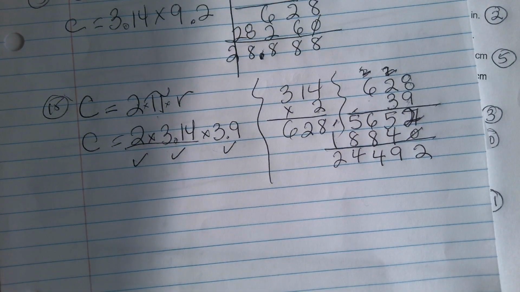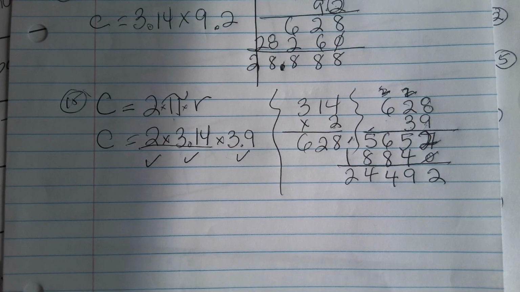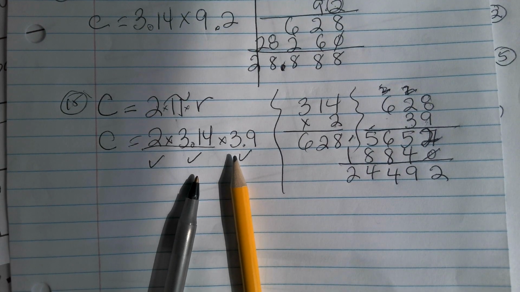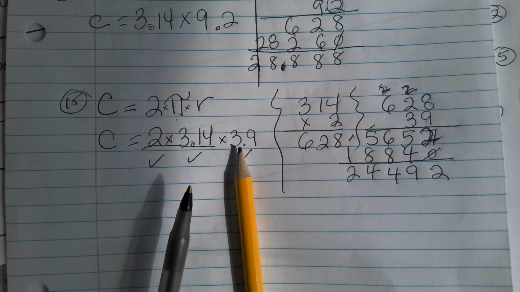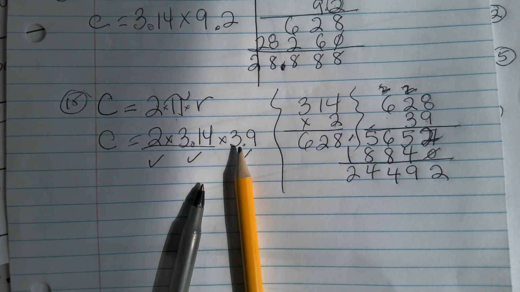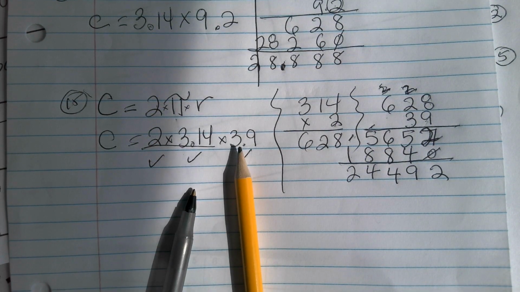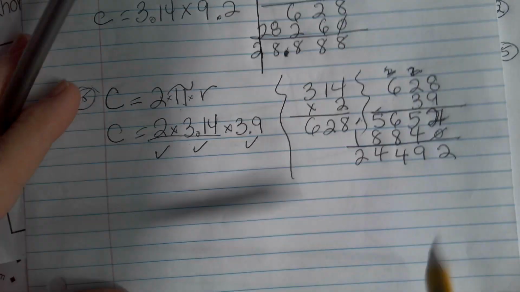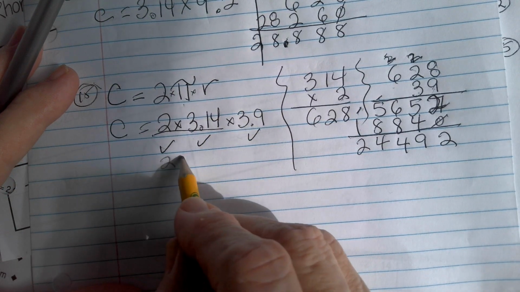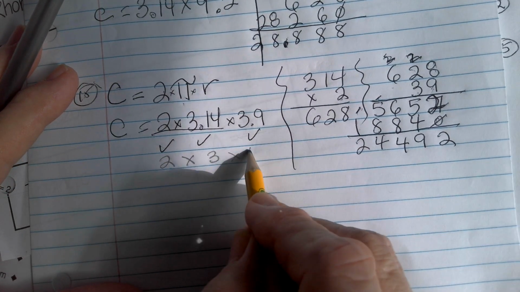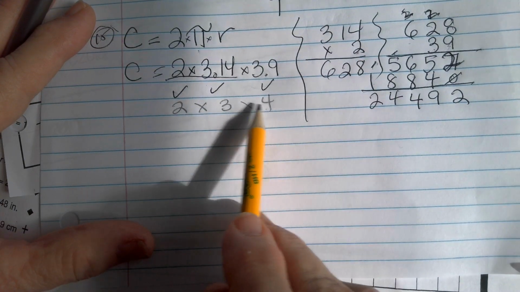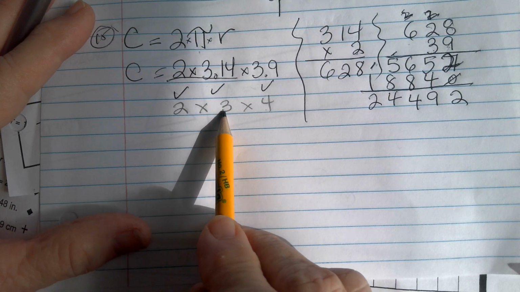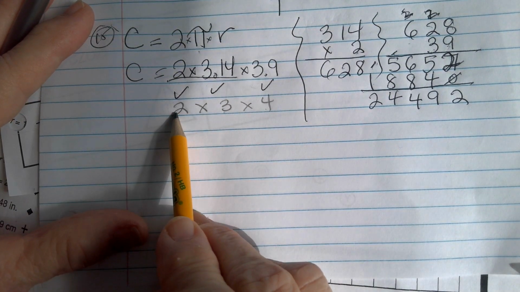If I'm in a time crunch, I'm going to estimate. But would I keep this a 3, or if I'm estimating, should I think of it as 4? Is this closer to 3 or 4? 4. It's closer to 4. So if I'm estimating, I would go 2 times 3 times 4. So 3 times 4 is 12. 12 times 2 is 24.